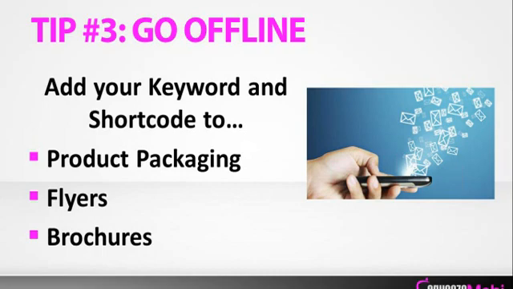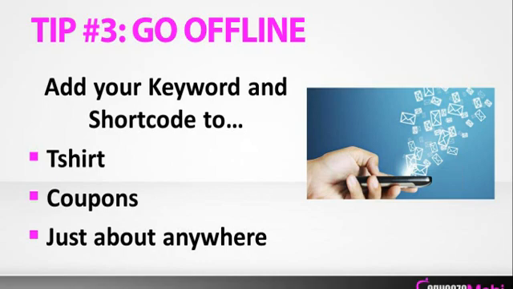Product packaging. All right, if you have a product or something, like for this example, we're looking at that knife restaurant, then you could put it in their doggy bags or whatever. All right, even the paper towels, something like that. You could put that in so that your keyword and shortcode is out there and visible to everybody, right? You can also put it in flyers, brochures, t-shirts, right? Coupons, and basically just about anywhere we can think of, anywhere where you can place that shortcode and keyword, just put it in there and let people know that you have an SMS campaign.